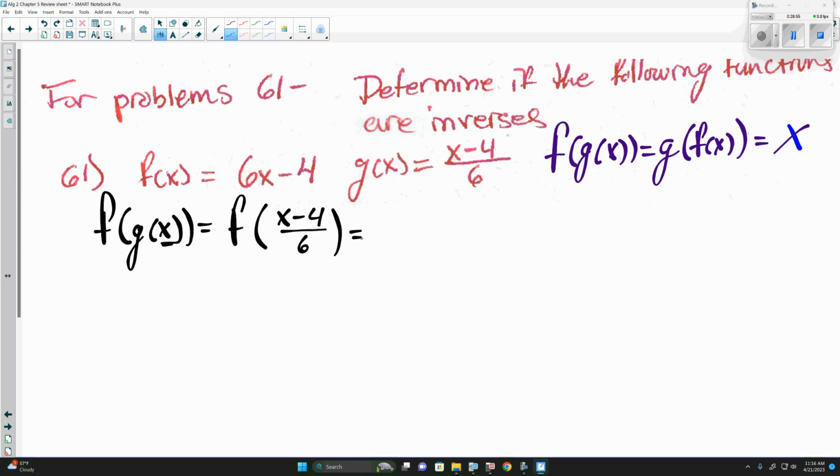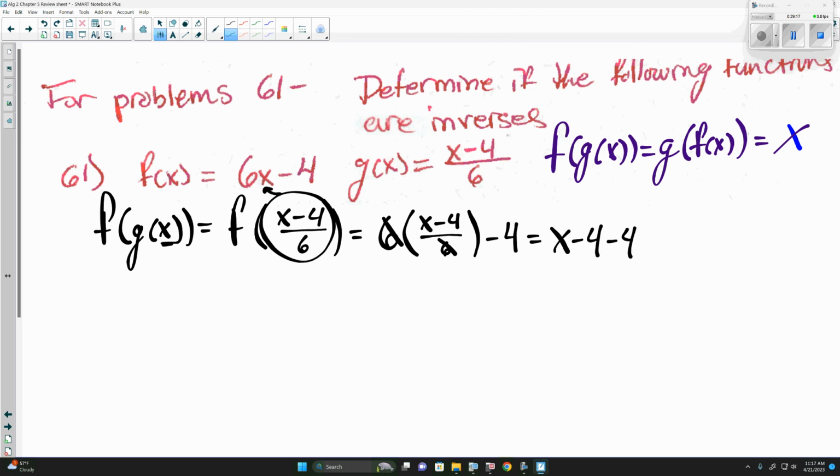Now at this point here, we're going to plug x minus 4 over 6 in for every x in g of x. So instead of having 6 times x, we have 6 times x minus 4 over 6 minus 4. Well, here the 6 and 6 will cancel, giving us x minus 4 minus 4. And if we simplify this here, we will get just x, yes? Well, no, negative 4 minus 4 is not 0, it is negative 8. So are these inverses? No.